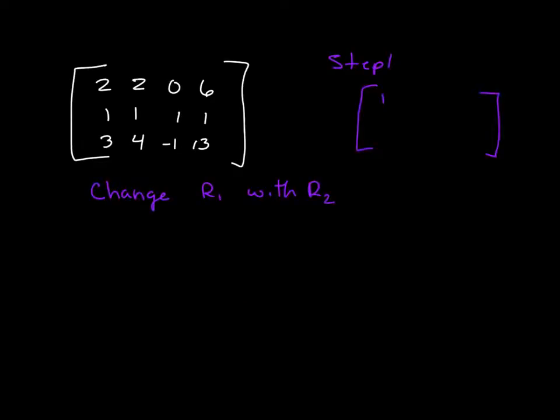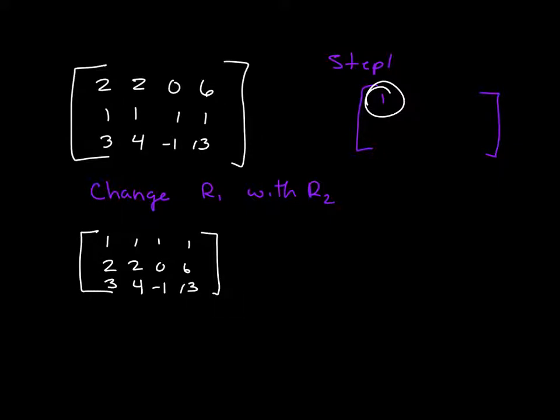So the first thing I want to do here, my first step, is to interchange row 1 and row 2. That's because ideally the very first thing I always want to do with the matrix is turn that first spot, row 1, column 1, into a 1. So I will go ahead and rewrite this with my first row of all 1s, my second row with 2, 0, 0, 6, and 3, 4, -1, and 13.